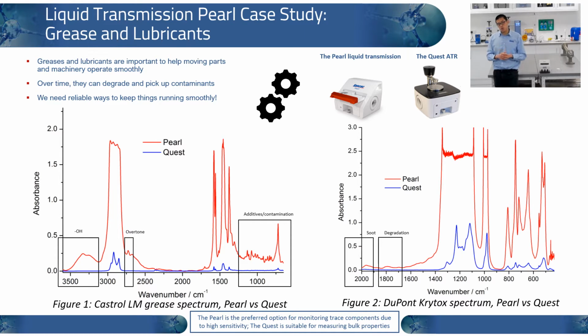And if you look at figure 2, which is a set of spectra collected by analyzing DuPont Krytox, again in red you have a spectrum collected by the Pearl using liquid transmission, and the blue is the Quest. And you see again that towards the left-hand side of the spectra at 2000 and 1800 wave number respectively, you have soot and also potentially some degradation as well, which is showing up a lot more in the red spectrum compared to the blue spectrum.